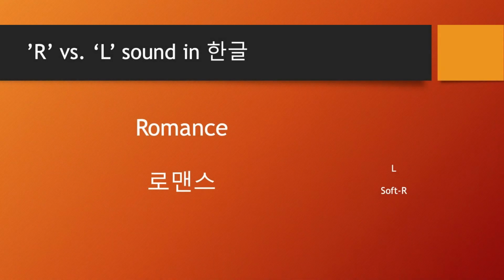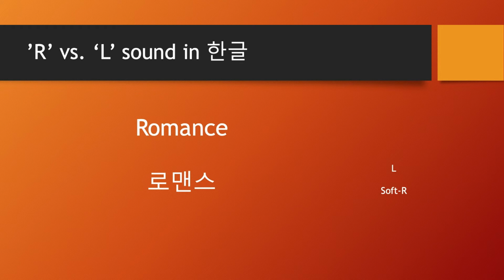Here's one more example. In Hangul, the English word romance can be pronounced either with a soft R or with an L sound, because the only way of writing this Roman character in Hangul is real or ro, which can be pronounced as either L or soft R sound. By knowing this, you will get much less confusion with the real sound of Hangul.